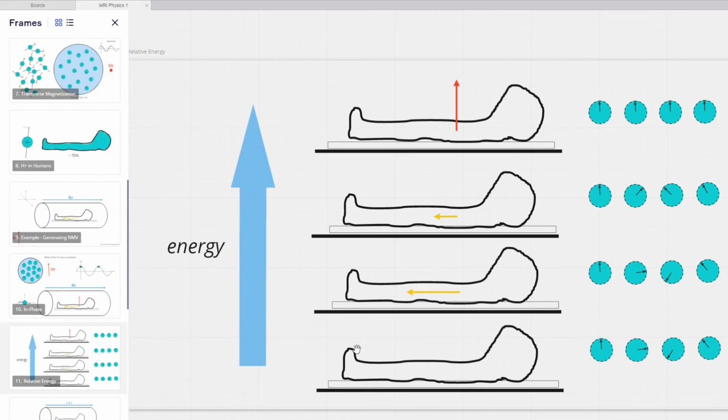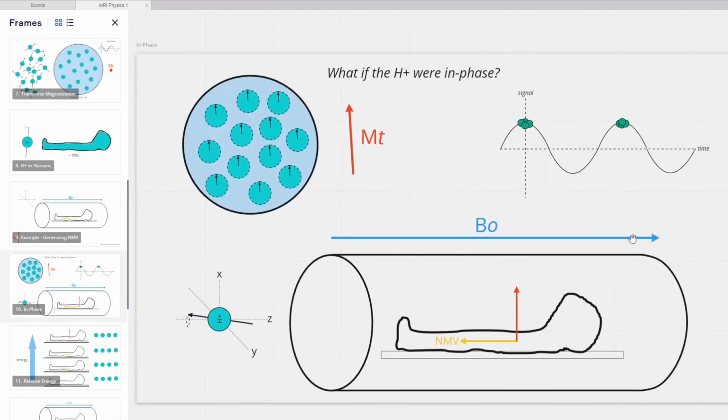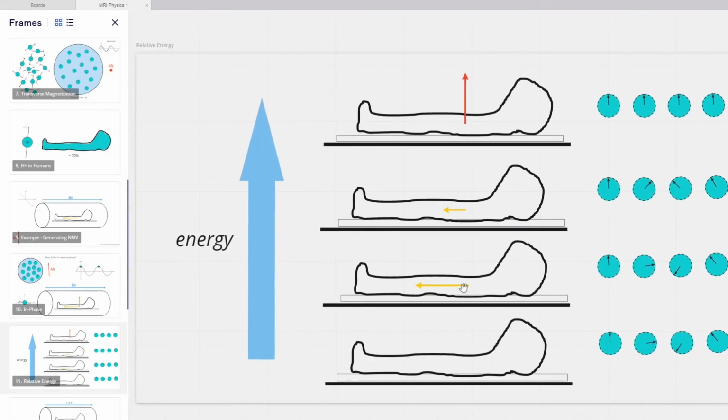This is our patient in zone 2, just hanging out. The next higher energy state is this, where we have placed our patient into the magnet and generated some longitudinal magnetization, right? A net magnetization vector in the axis of B naught. That's the next level up.